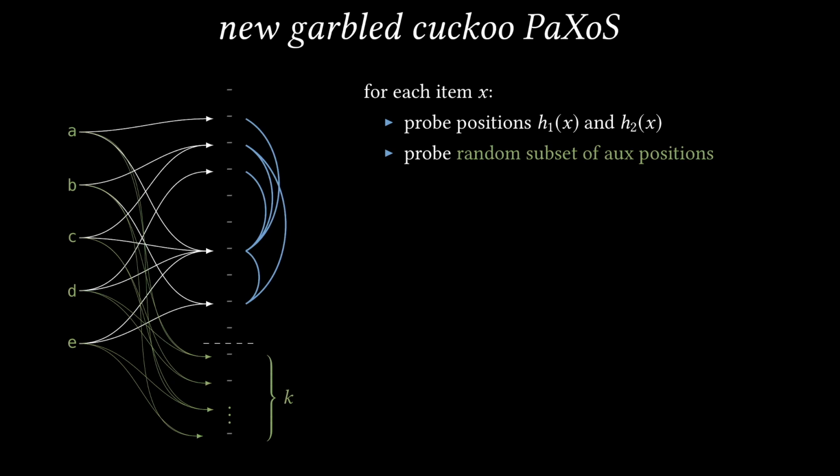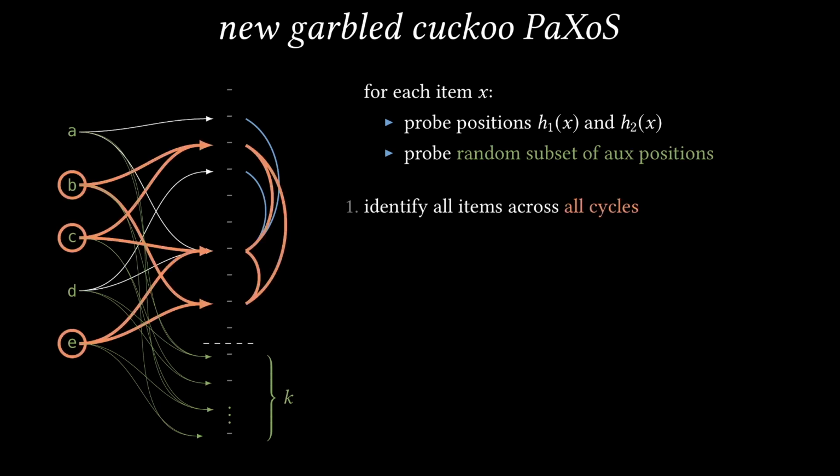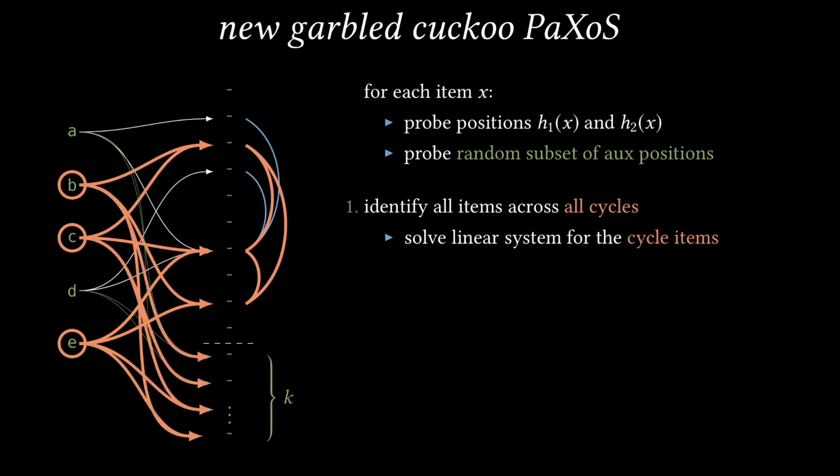First, we'll start with an empty PaXoS vector. Next, we'll identify all the items that participate in any cycle in the cuckoo graph. Recall that items correspond to edges in the cuckoo graph. The cycle in this example corresponds to items B, C, and E. Next, let's look at the system of linear equations induced by these cycle items. Their linear constraints refer not only to the vertices in the cuckoo graph, but also to these auxiliary positions.